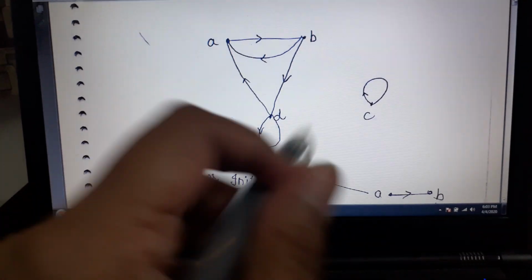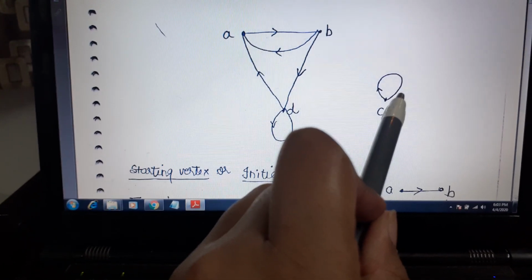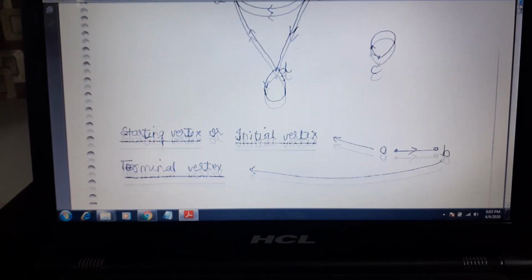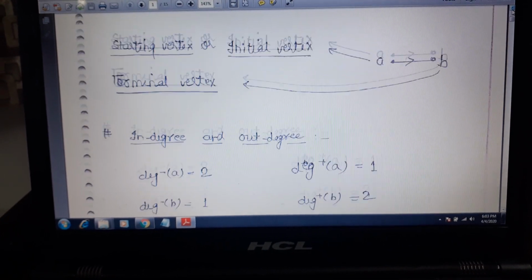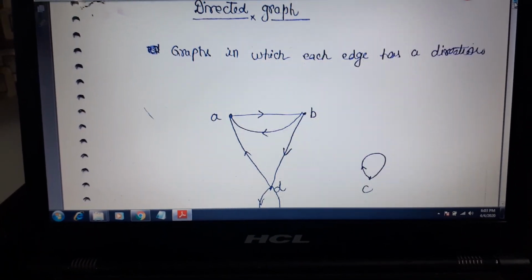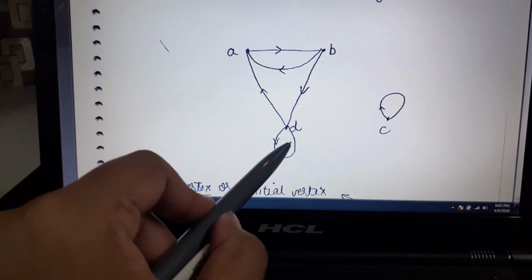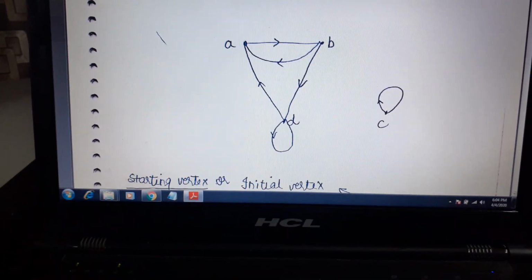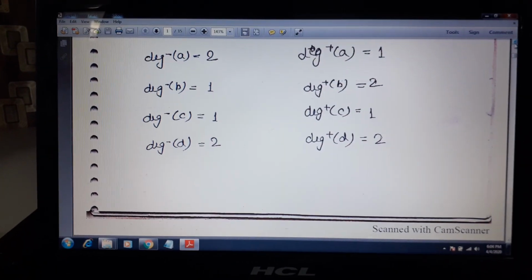For C, it is going away from C and coming into C, so in degree is 1 and out degree is also 1. And for D, in degree, coming into D, is 1 and 2. So in degree is 2 and out degree is 2. So this is in degree and out degree.